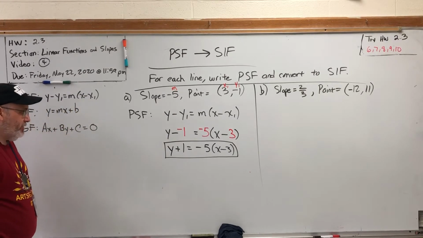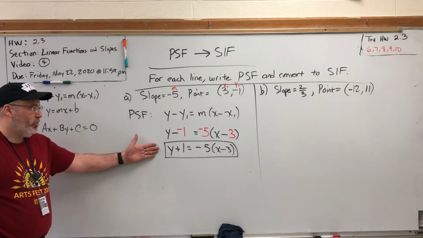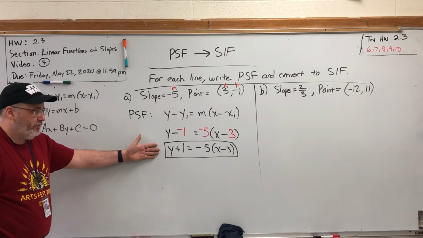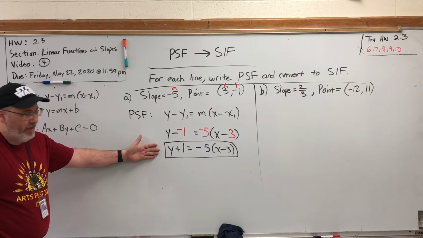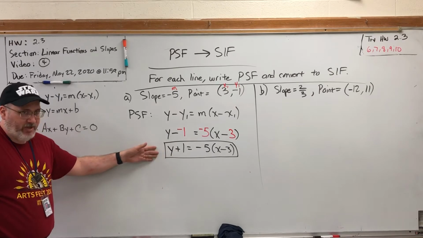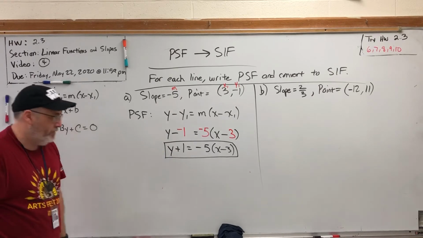Well, let me ask you this. Why is this currently not in slope-intercept form? I'll give you a hint. There are two things wrong with it. Thing number one, the y is not by itself, so we'll have to fix that. That's what's wrong with the left side.